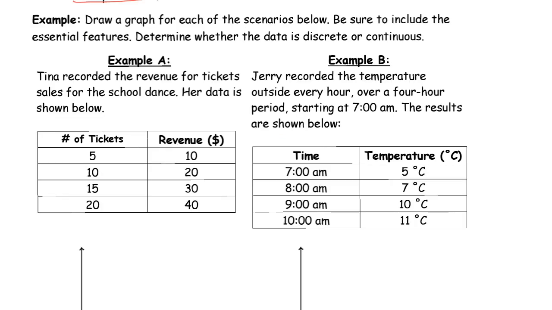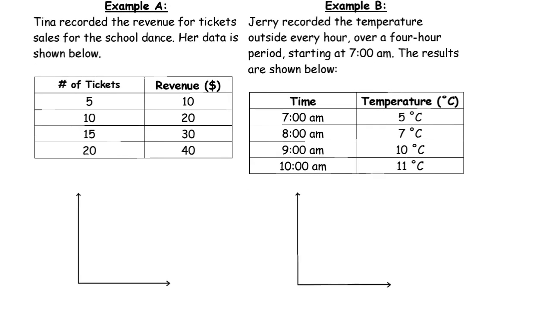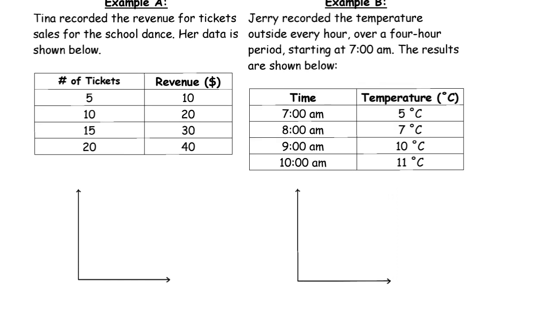So here the question says, draw a graph for each of the scenarios below. Be sure to include the essential features and determine whether the data is discrete or continuous. Okay, so let's just slide that up here so we can see the graph. So Tina, this is the first one here, example A.